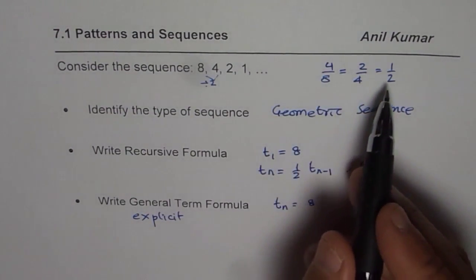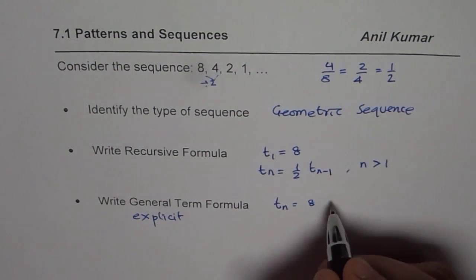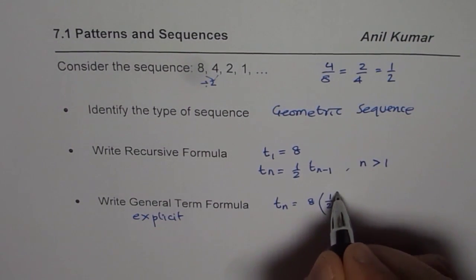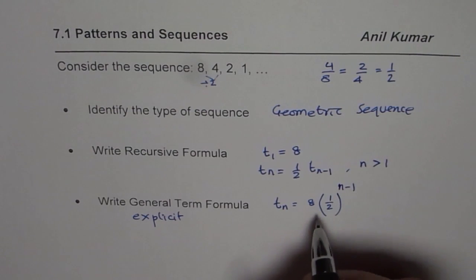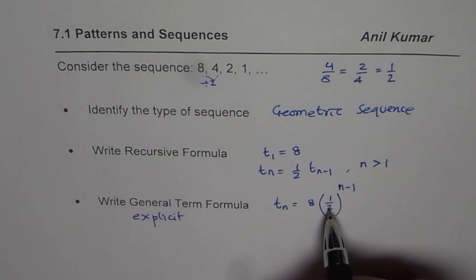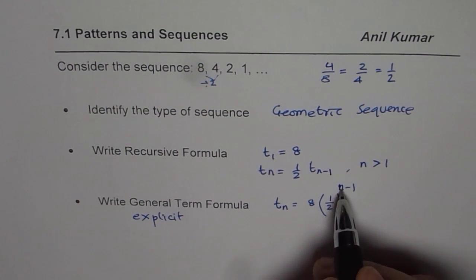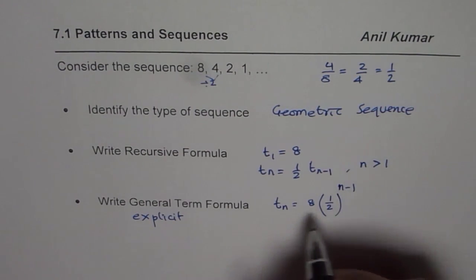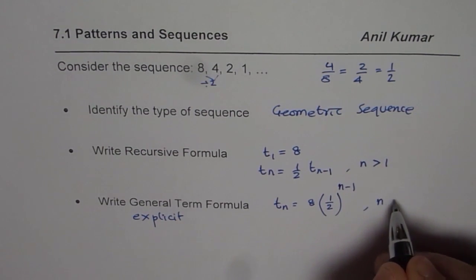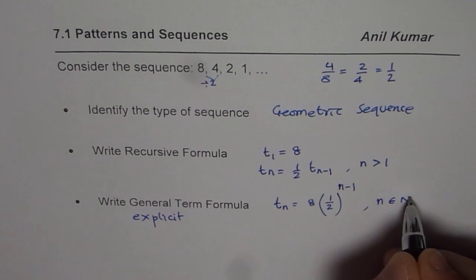So general term formula in this case will be, the first term is 8 for us, and then we are multiplying by half each time. So we can write half to the power of n minus 1. The first term should not be multiplied by half, right? So n equals 1 will give us 0 here, correct? So here n belongs to the set of natural numbers, correct?